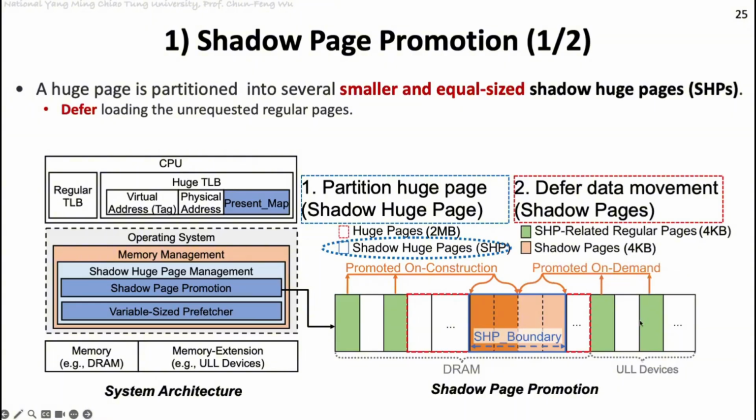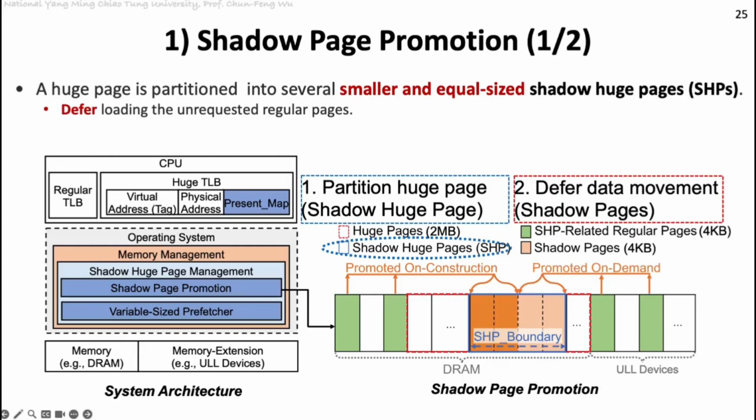But for those data that are in the storage device, we don't do the data movement at the time the shadow huge patch is created, because it takes too much time. So we will promote it on demand. On demand means when the data is really accessed by the process, we'll do the data movement. Otherwise, we will not really move the data.